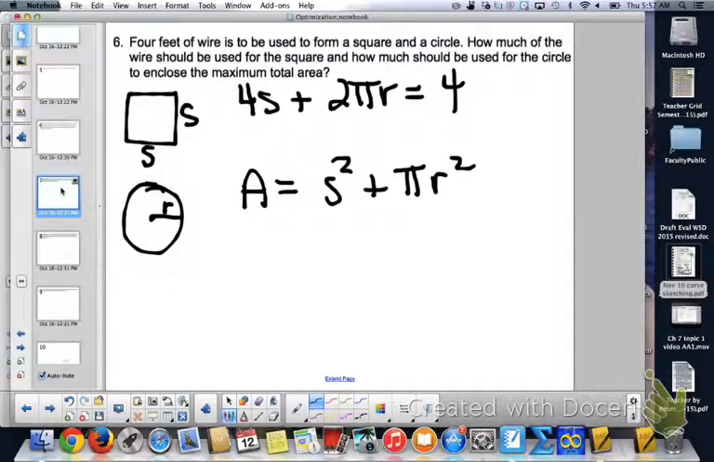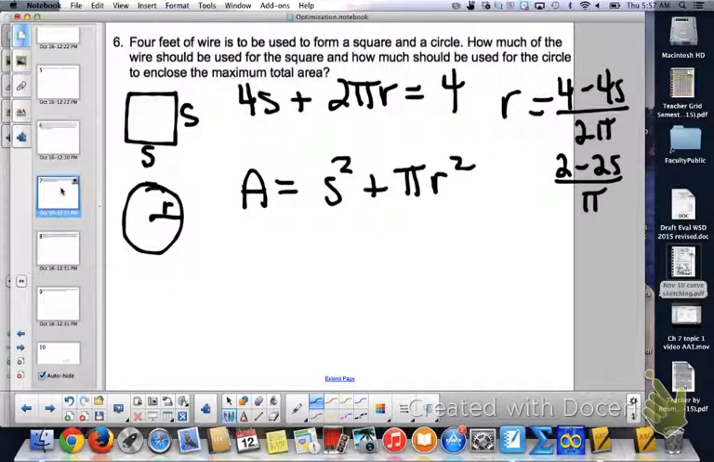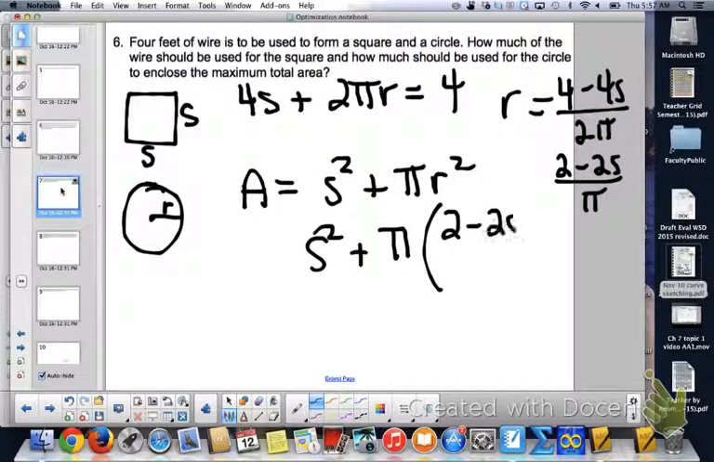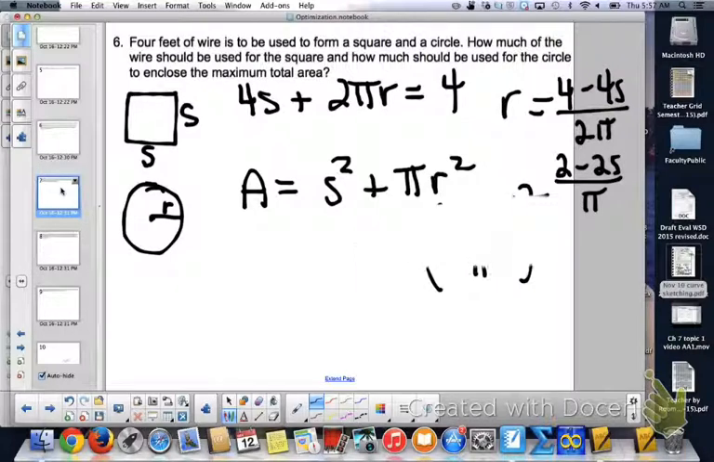What is easier to solve for? I have no idea. Let's solve for R. So we have 4 minus 4s divided by 2 pi equals R. So 2 minus 2s divided by pi. So we have s squared plus pi times 2 minus 2s over pi squared. I don't think that's the easiest. Let's go back. Sorry, I know it's easier for me to erase than you.